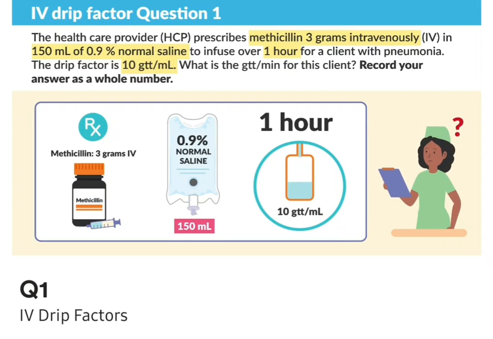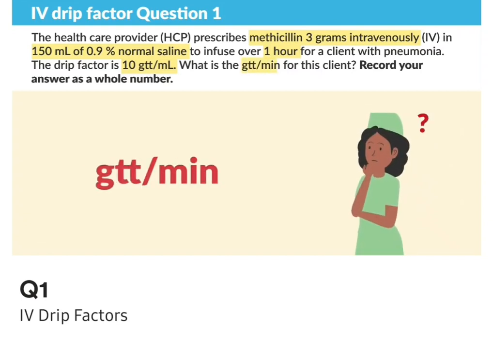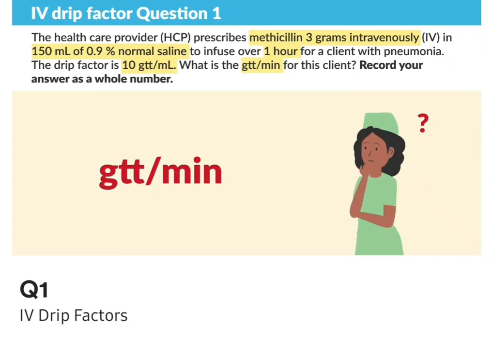So anytime you see GTT, you're thinking drips. And we're always recording the answer as a whole number, because remember, you can't give half of a drop here. So first off, focus on what you're calculating for. In this problem, you are calculating GTTs per minute, basically drops per minute. So when calculating GTT per minute, your answer should always be recorded as a whole number.